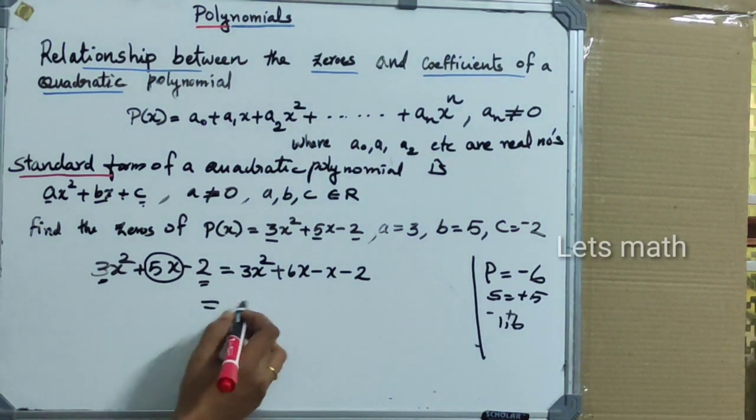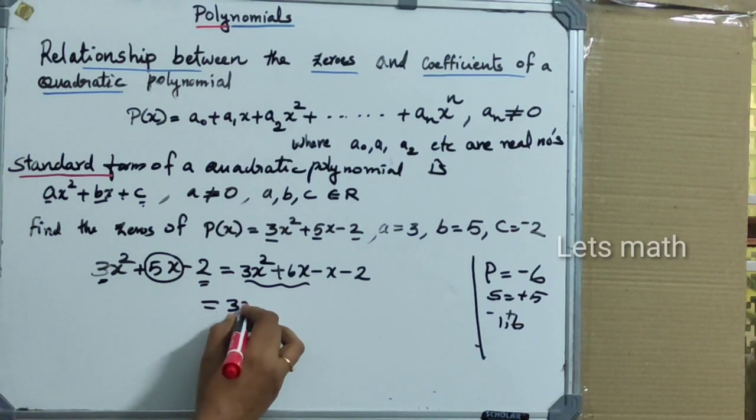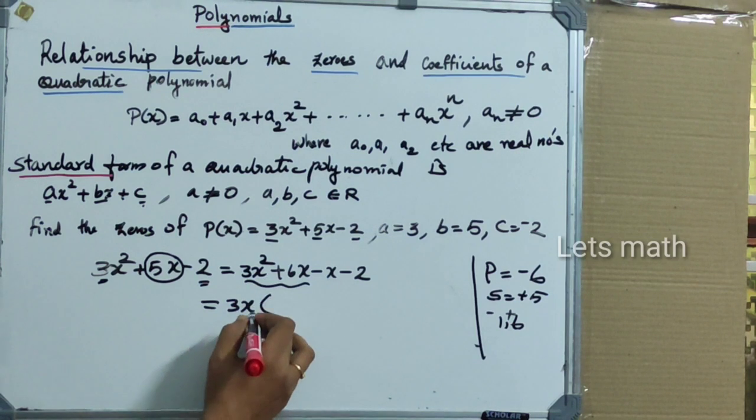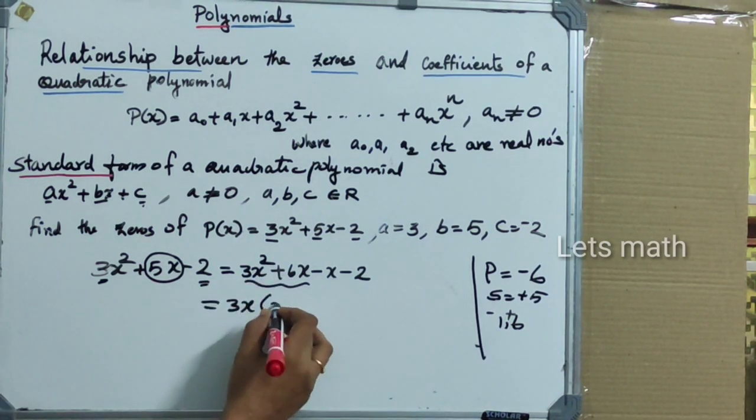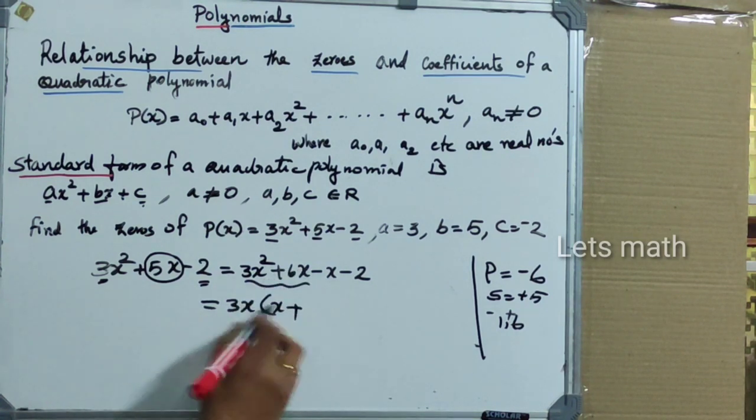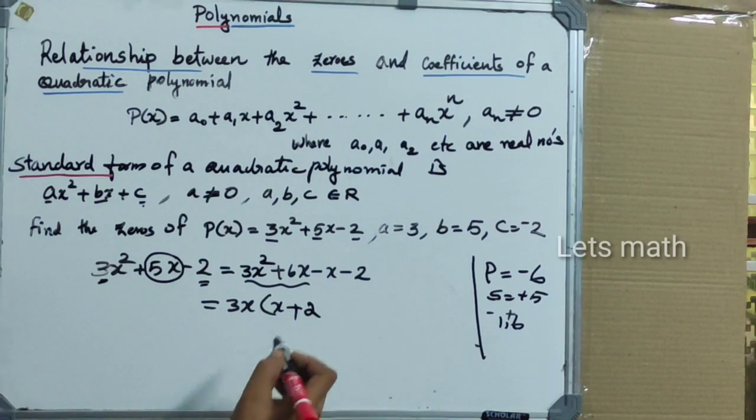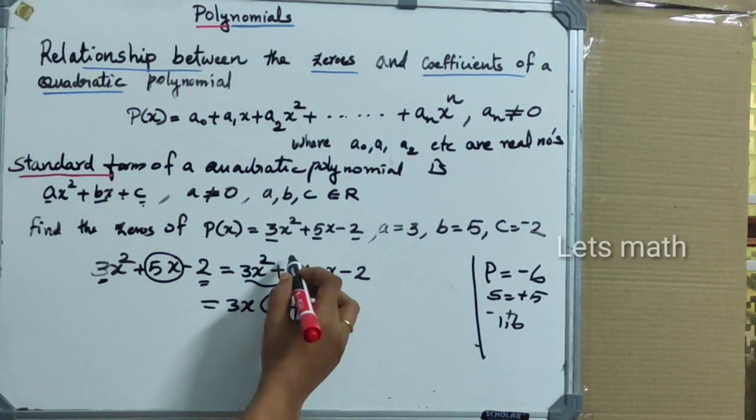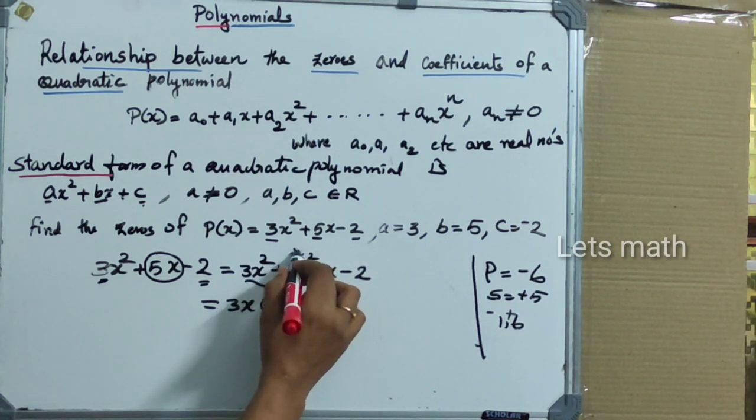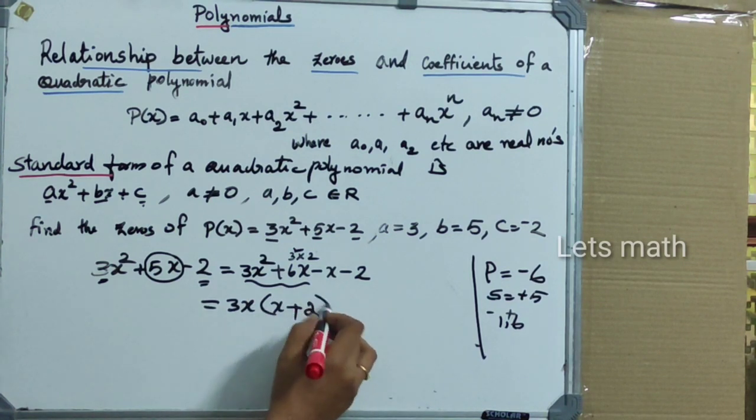Now from these two we take the common factor out. We have 3x. What is left? If you take 3x from 3x square, what is left over there? That is x. From 6 we took 3 out, so the balance remaining is 2. That is, 6 means it is 3 into 2. We have taken 3 here, so left over 2. X is already taken here.